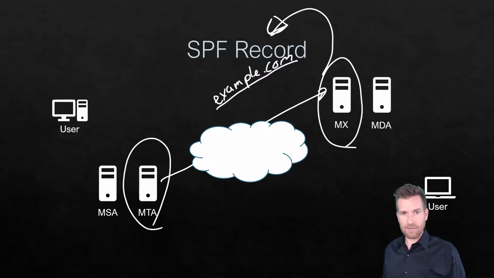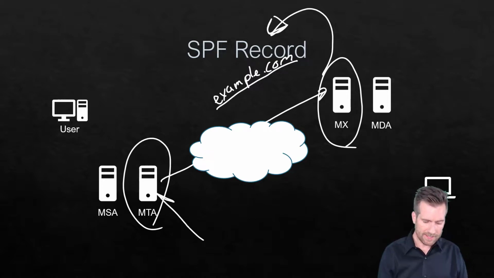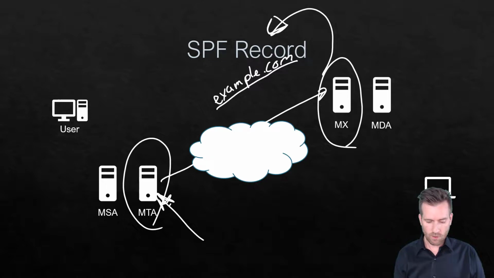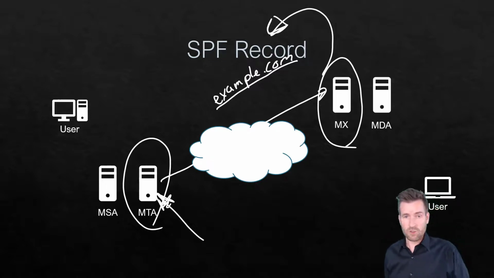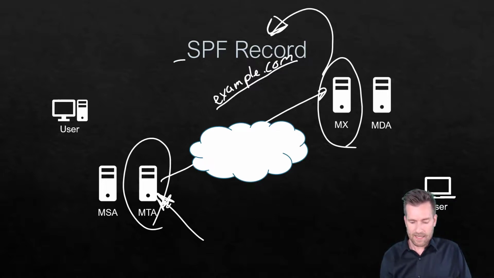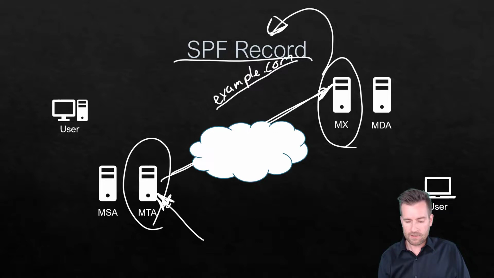and look at example.com, look at the SPF record and say, what are your servers that should be sending mail? And then it will take a look and see if the IP address or the name of this server should be sending that mail or not. And if it is acceptable, if it is on the SPF record, it's more likely to accept that mail and less likely to label it as junk mail.